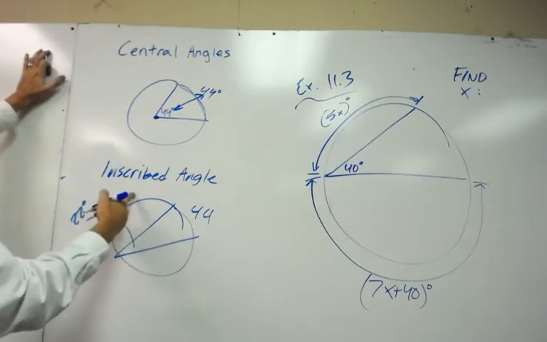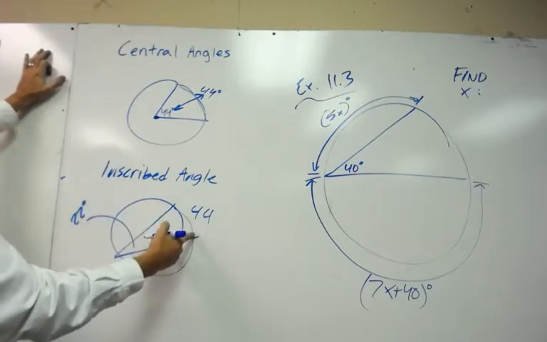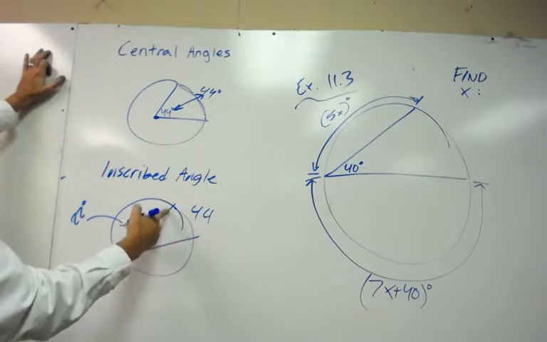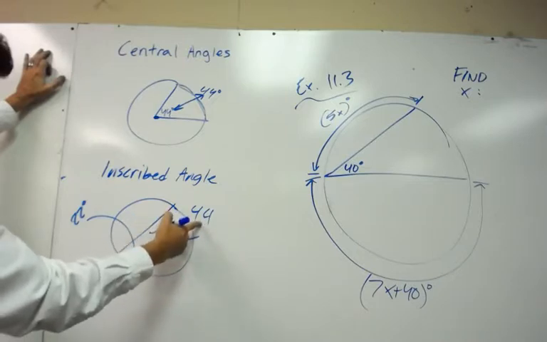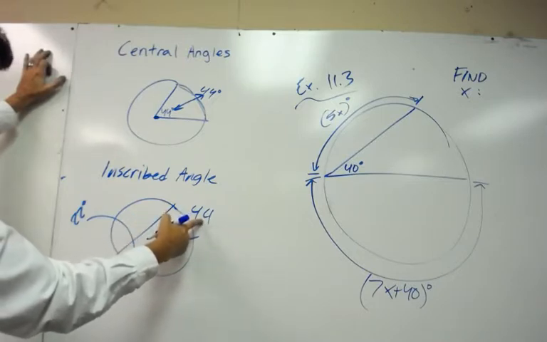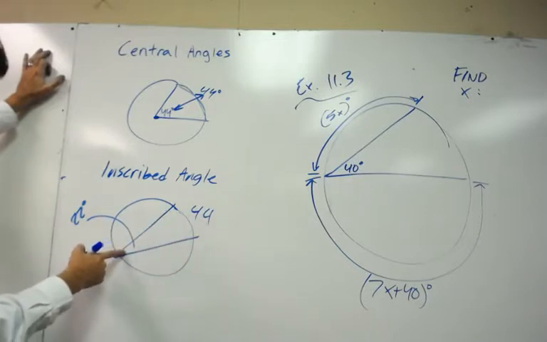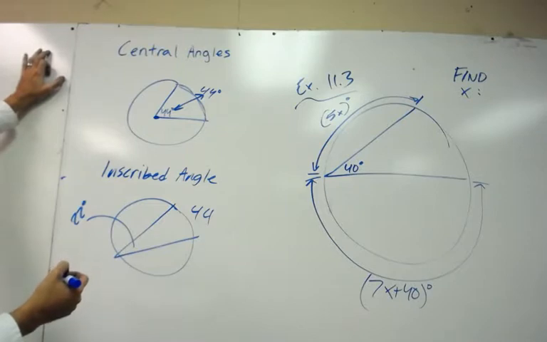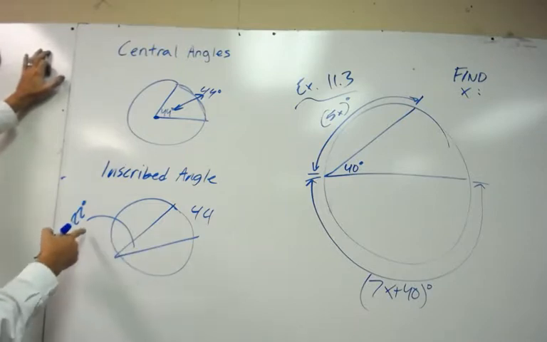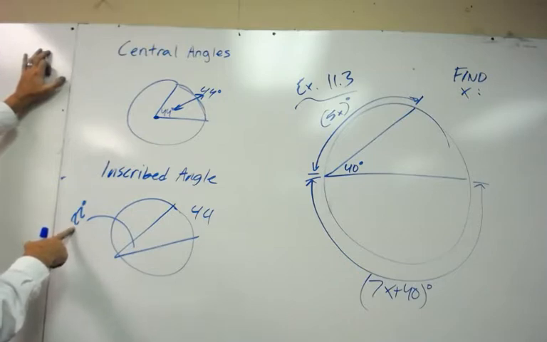An inscribed angle is where, say we know the measure of the arc being 44, this is the inscribed angle, and it is actually half of the arc measure. Half of the arc measure. So therefore this angle, half of 44, would be 22.